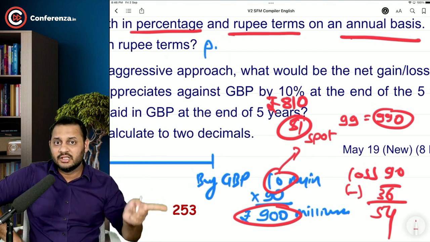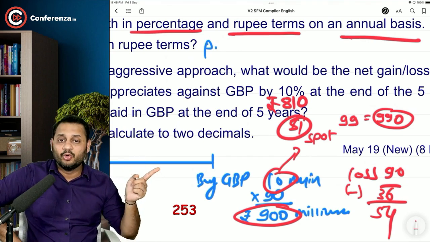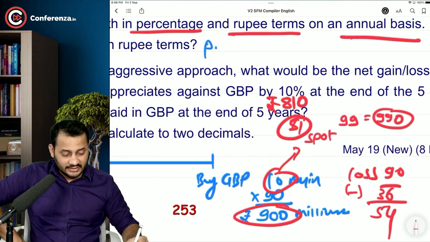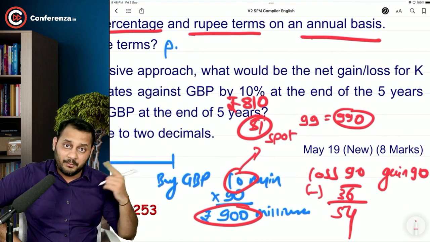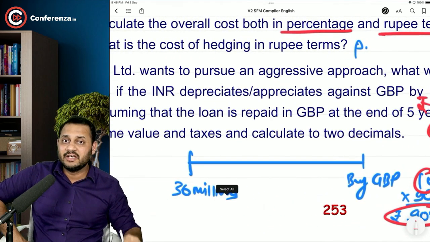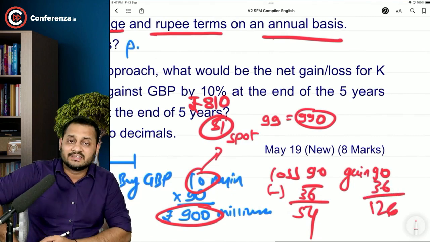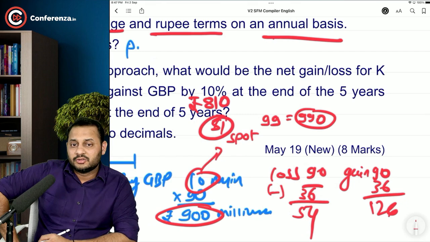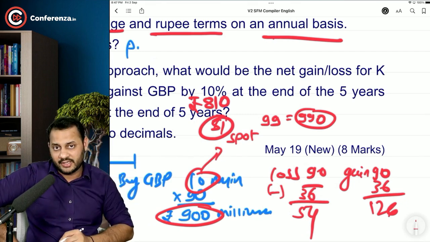So by keeping the position open or unhedged, or by going aggressive, we can say we have a gain of 90 million. Apart from that, since we have not taken the forward contract, we have saved this 36 million as well. So the total profit is 126 million. So this is going to happen if you do not take the forward contract.